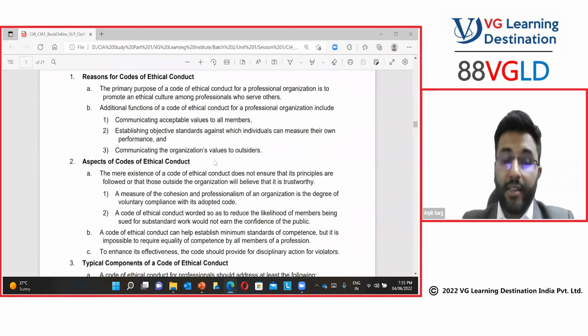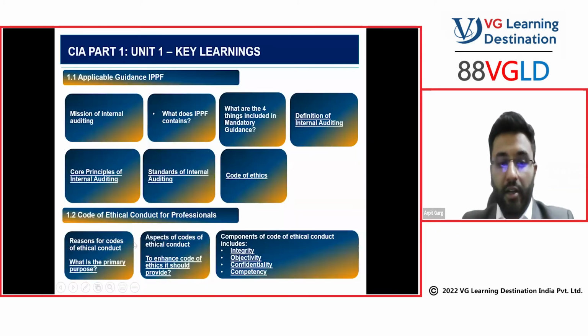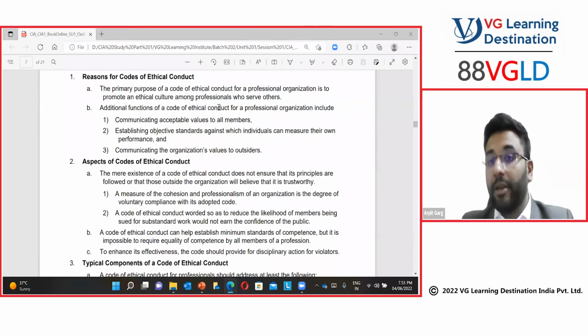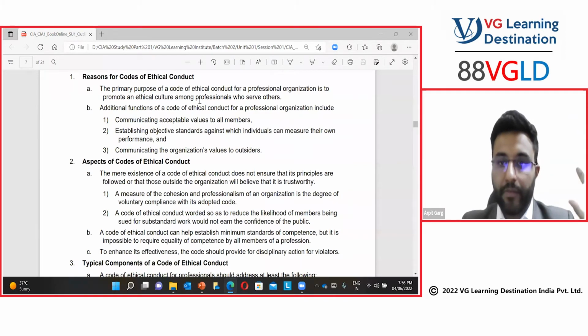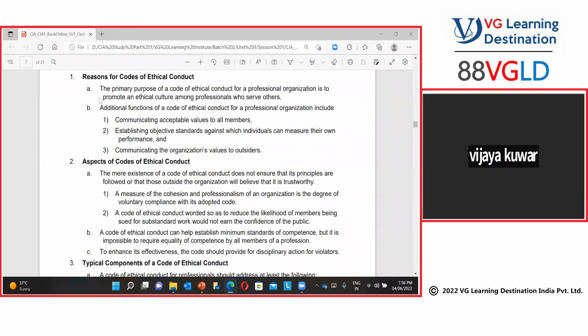So the first thing is the reason for the code of ethical conduct, folks. The first question is, what is the primary purpose of the code of ethical conduct? You all need to remember that the primary purpose of the code of ethical conduct is to promote an ethical culture among professionals in the organization. Can you all say that together? Okay, perfect. So that's the primary purpose.